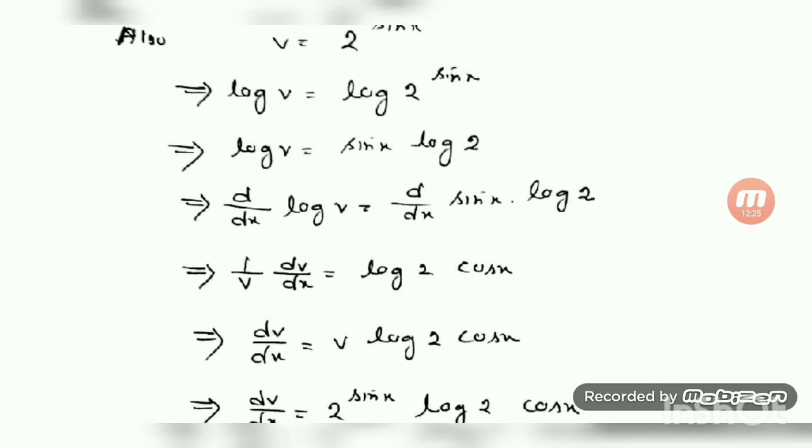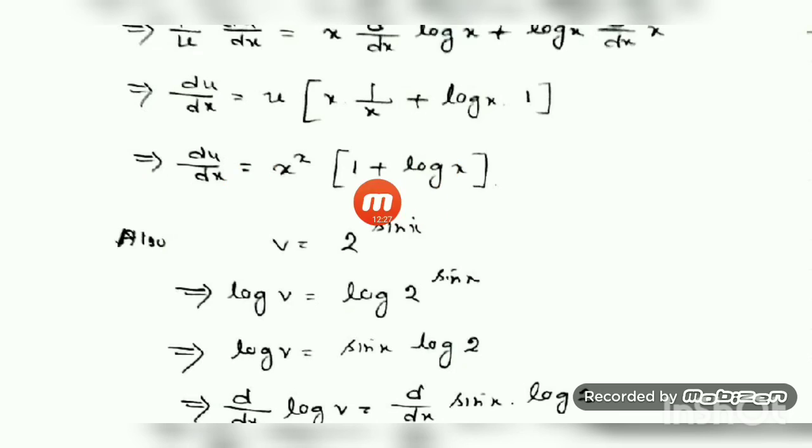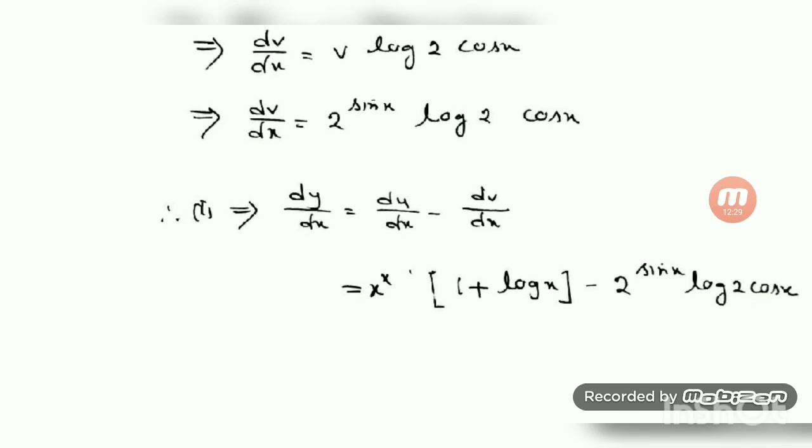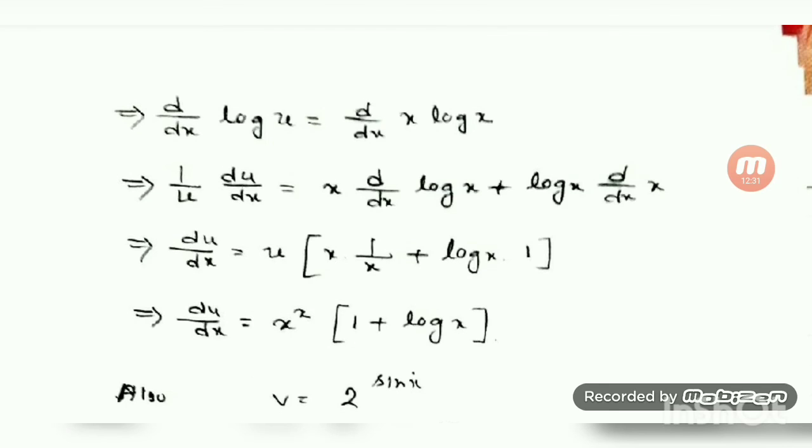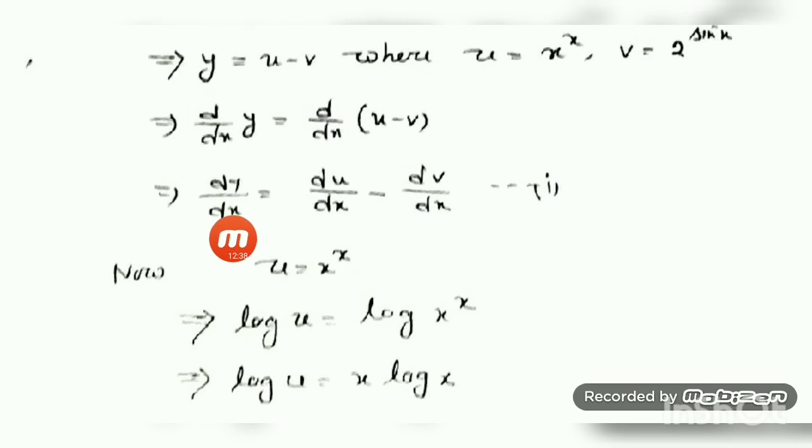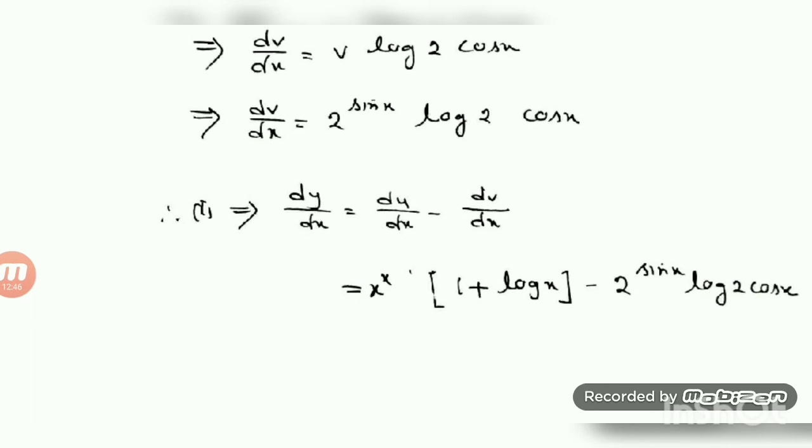So you see, I have just found out the value of du/dx and here dv/dx. And in question number 1, relation number 1, as I given here, just a minute, I'll show you. Here, in 1, I have marked dy/dx equal to du/dx minus dv/dx. So let us substitute here. Then substitution gives you dy/dx equal to, put the value of du/dx, which is x to the power x into 1 plus log x, minus 2 to the power sine x into log of 2 into cos x. And this is your answer of question number 4.